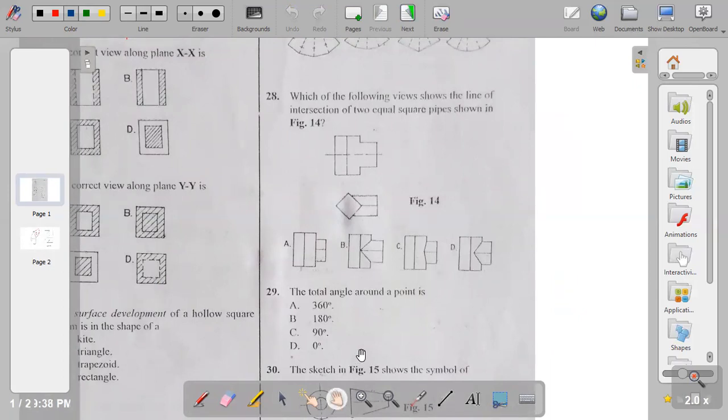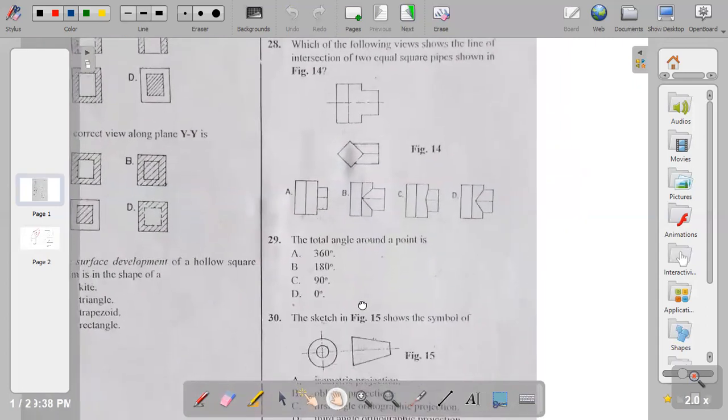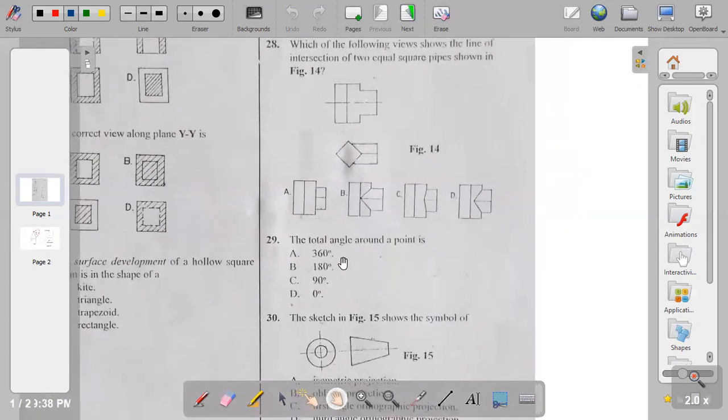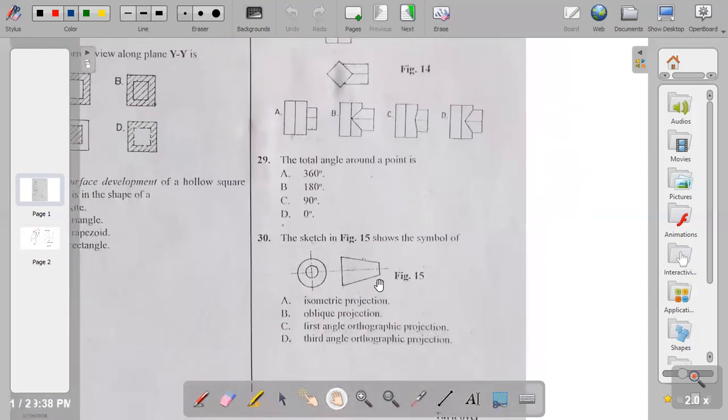Question 29. The total angle around a point. Angle at a point is 360 degrees. 29 is A. The sketch in figure 15 shows the symbol of isometric projection, oblique projection, first angle, third angle. The answer is third angle orthographic projection. So the answer is D. 30 is D.